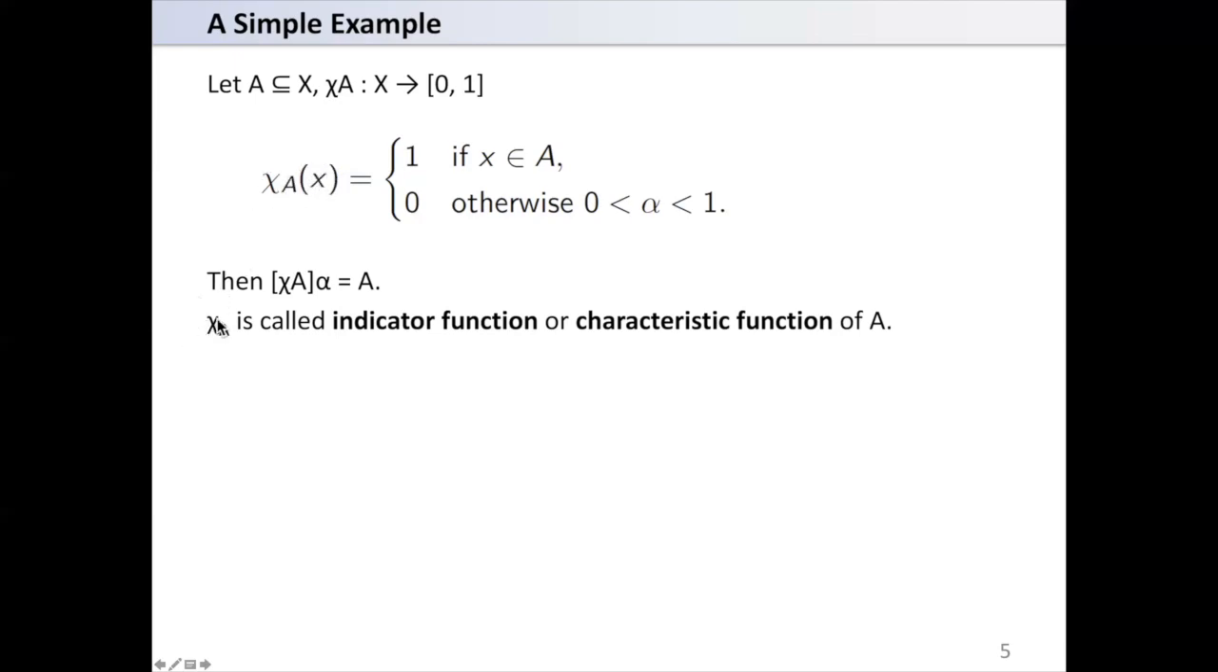This function chi_A is called the indicator function or characteristic function of A.